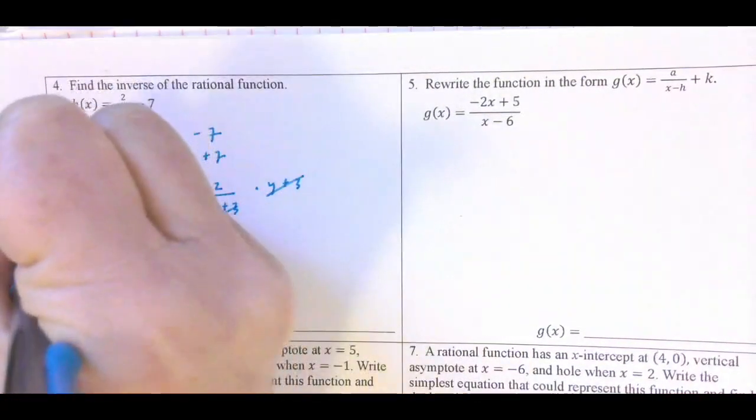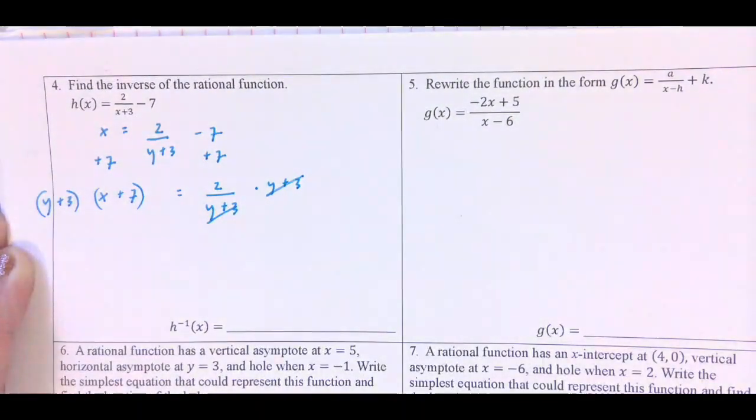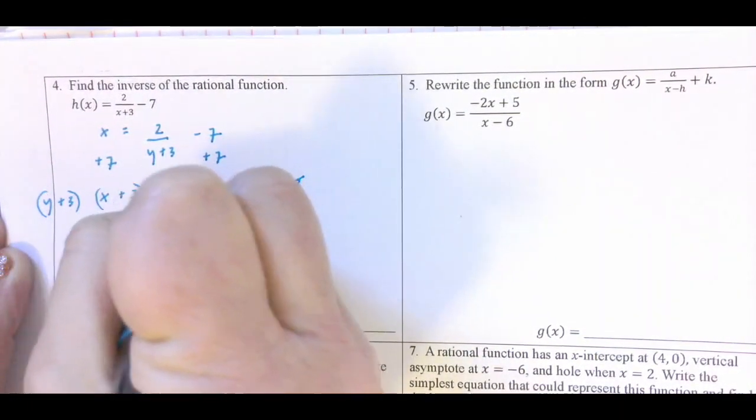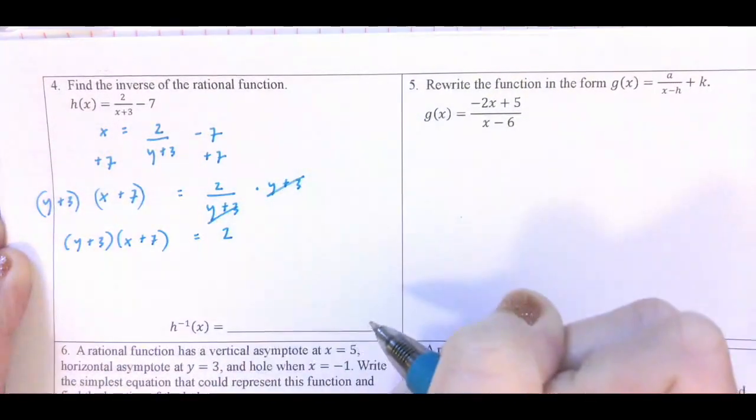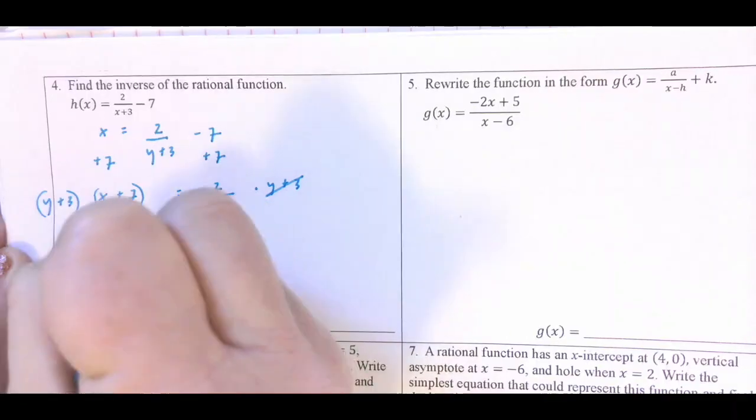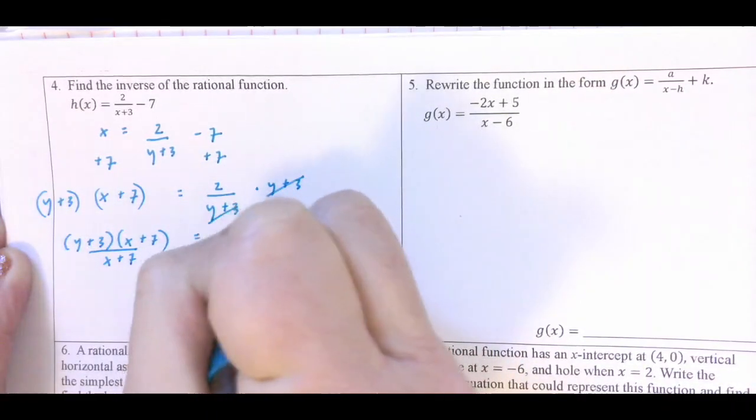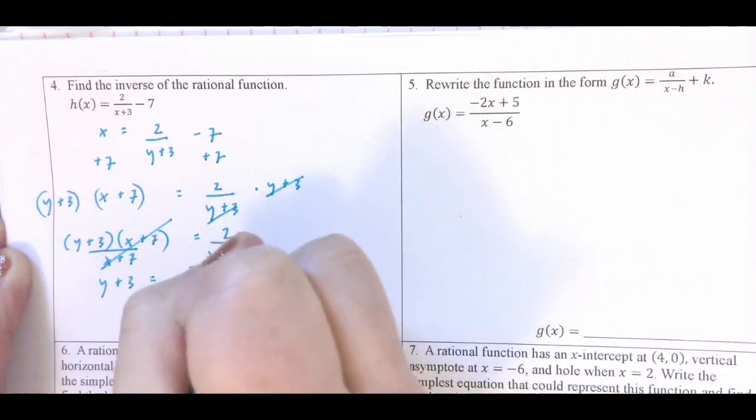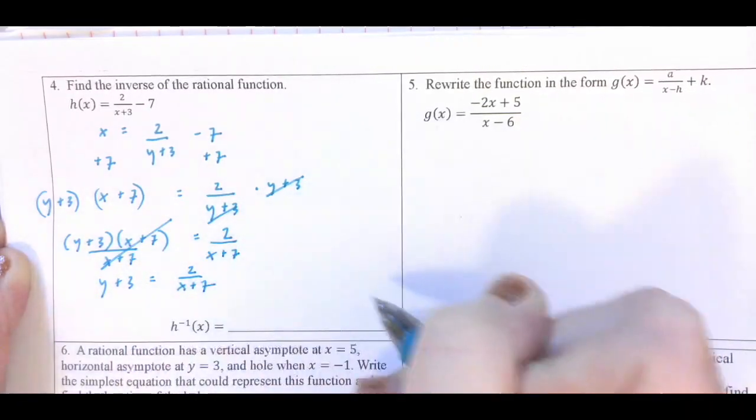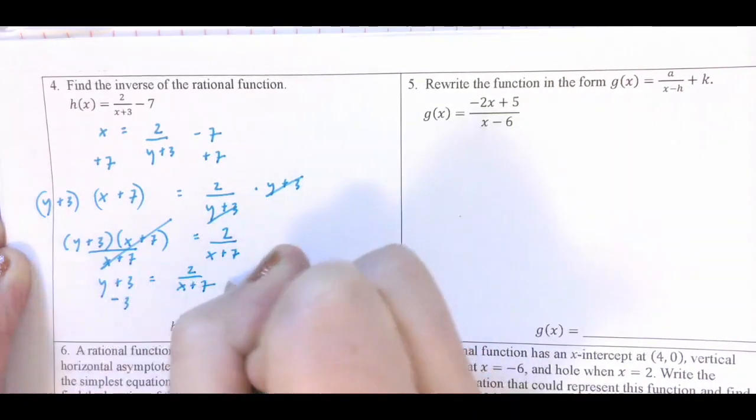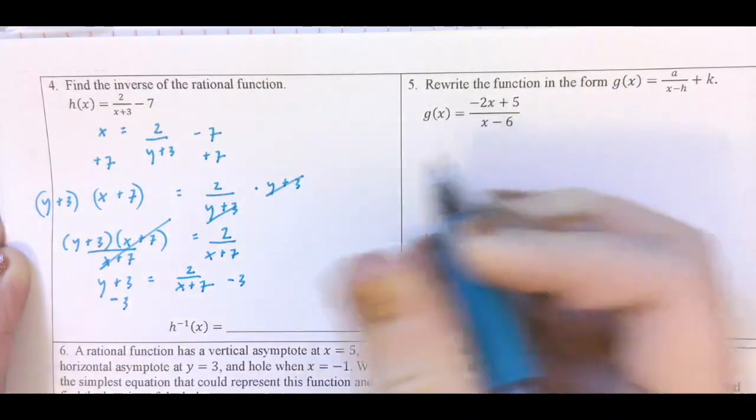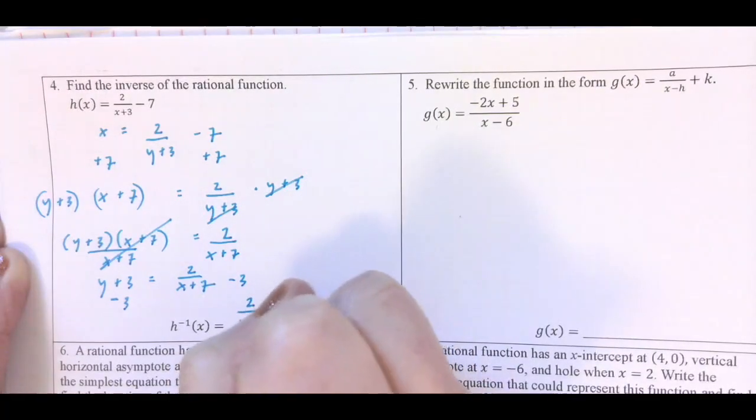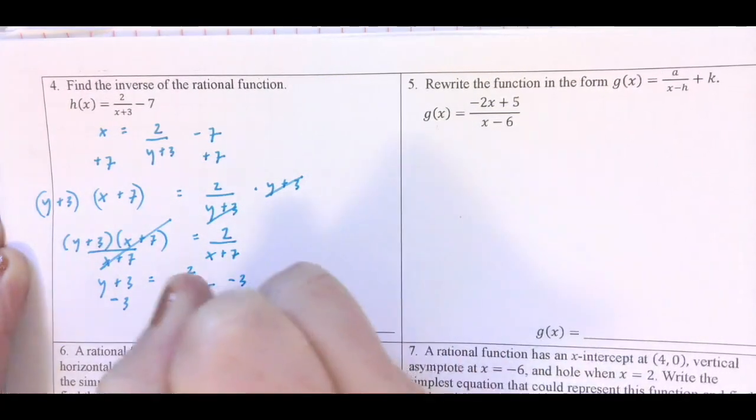Make sure that I see this as two separate packages on the left. So I'm going to add those parentheses. I have (y plus 3) times (x plus 7), all equal to 2. Okay, divide out that x plus 7 from both sides. So now y plus 3 equals 2 over (x plus 7), and then I just have to take away 3. And I've done my job. So my inverse function ends up being, inverse of function h is 2 over (x plus 7), take away 3.